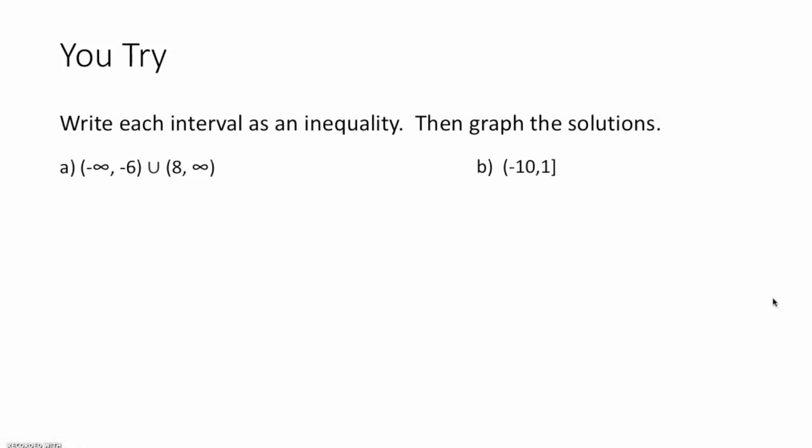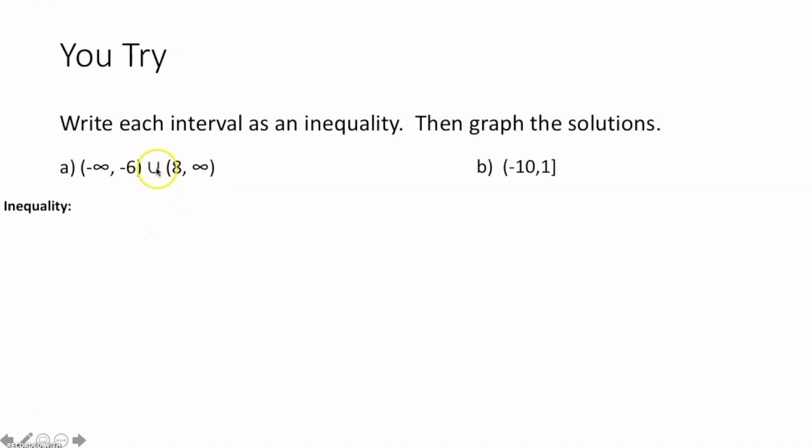You try. For this first one, we see this union symbol. That means this is an or compound inequality. So we're going to do two separate inequalities. First, we're going from -infinity to -6. Now that means we want all x values less than -6. Now since this is a parenthesis, there's no equal sign. So it is x is less than -6.